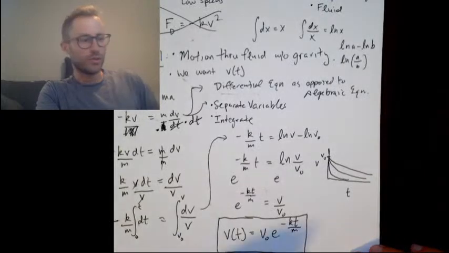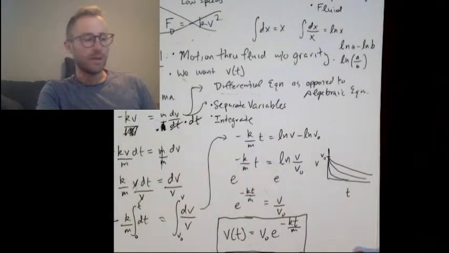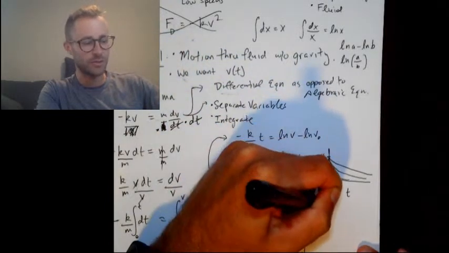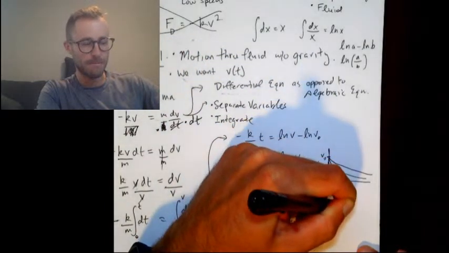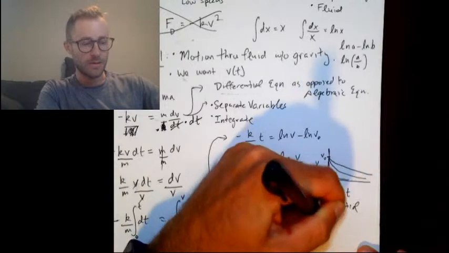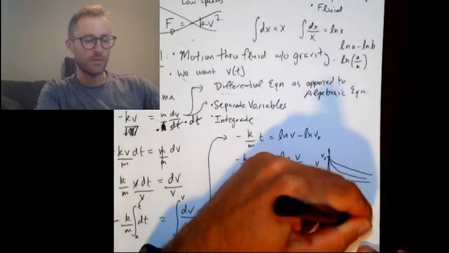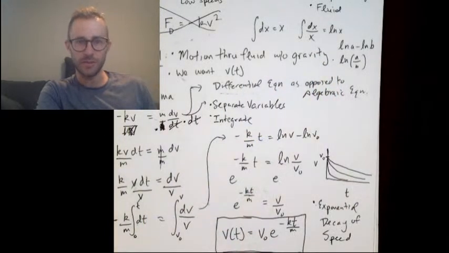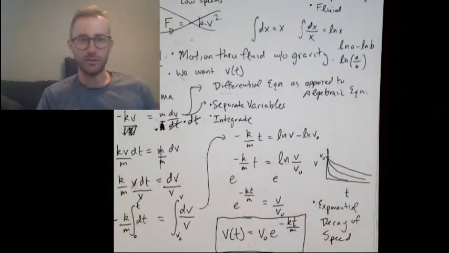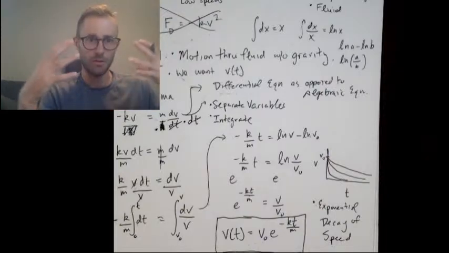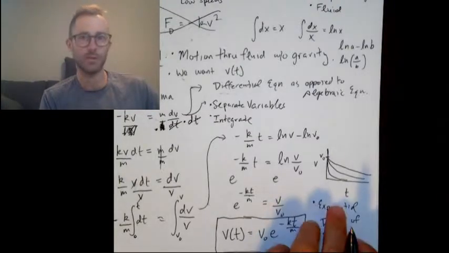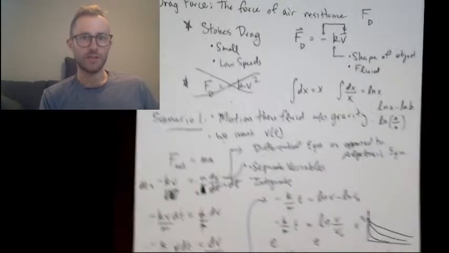So you should know what this graph looks like, and you should know that it is described as an exponential decay of the speed. We have an exponential decay of the speed to zero. How quickly it decays depends on the mass of the spaceship and the fluid that it is traveling through and how aerodynamic the ship is. So that's scenario one.